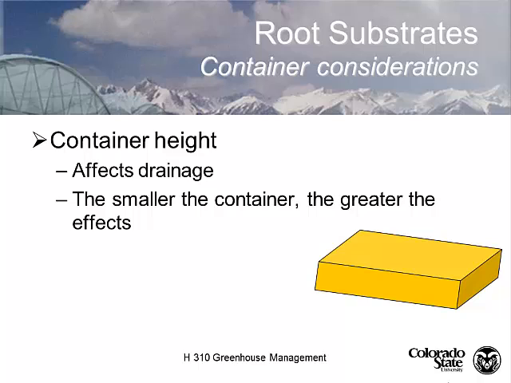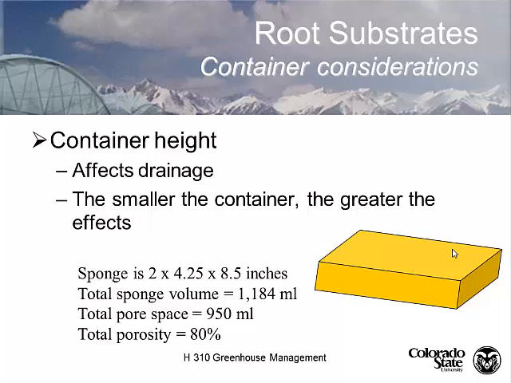So the sponge is 2 inches by 4 1/4 by 8 1/2 inches. It's got a total volume, the whole sponge itself before it started to rot away, of almost 1,200 milliliters. And the pore space, in other words, is 950 mils. It's got 80% total porosity. That's the total pore space. In other words, if I was able to completely saturate this sponge and all the pore space was full of water, about 80% or 950 mils is that pore space.